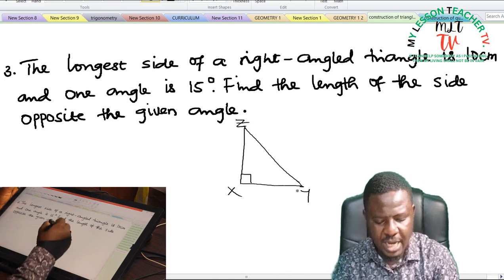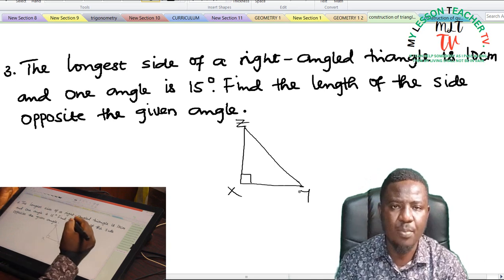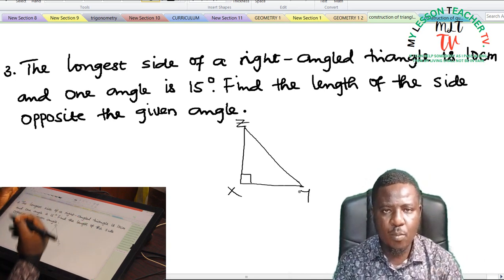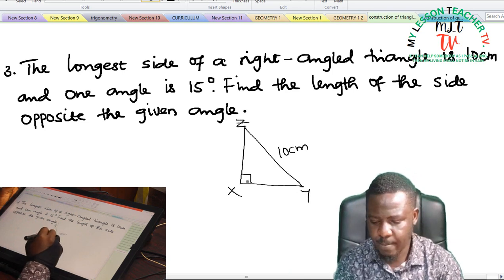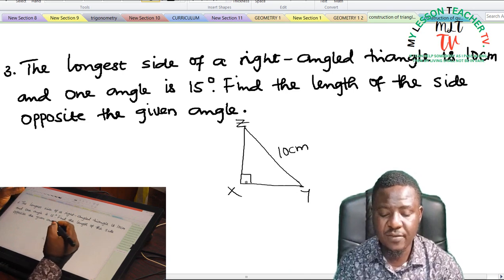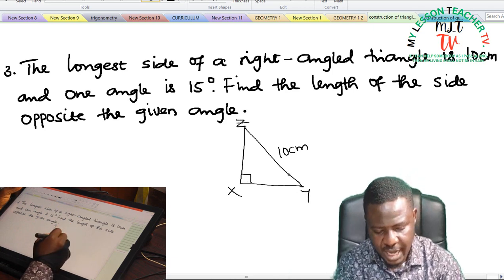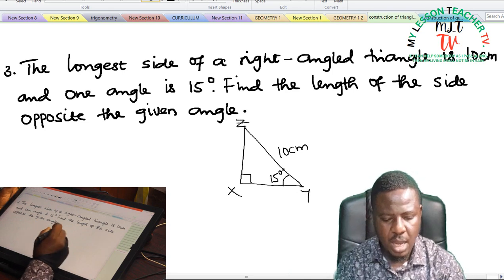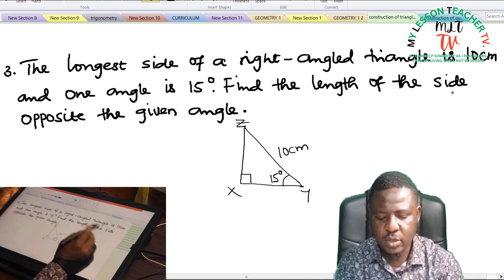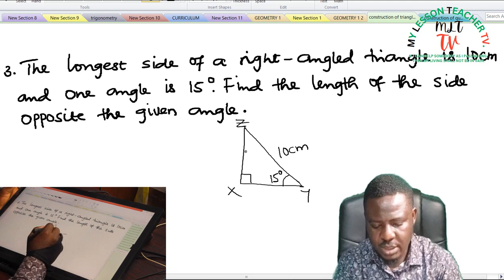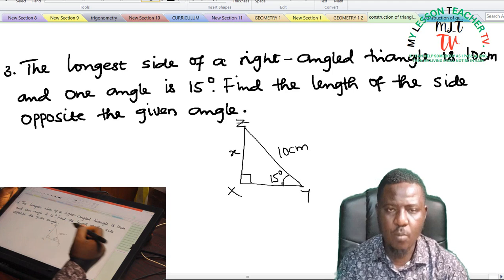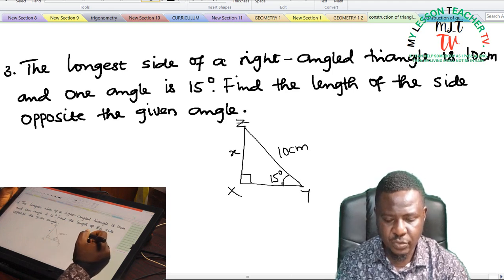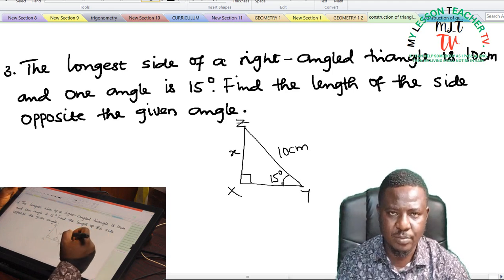The longest side of a right angle triangle is said to be the hypotenuse, which is the side opposite the angle 90 degrees. So it is said to be 10 centimeters. And we are told that one angle is 15 degrees. For convenience's sake, I'm going to use this as 15 degrees. And we are asked to find the length of the side opposite the given angle. Let me call this side X. So this is the side opposite the angle 15 degrees. So this is what we are asked to construct.